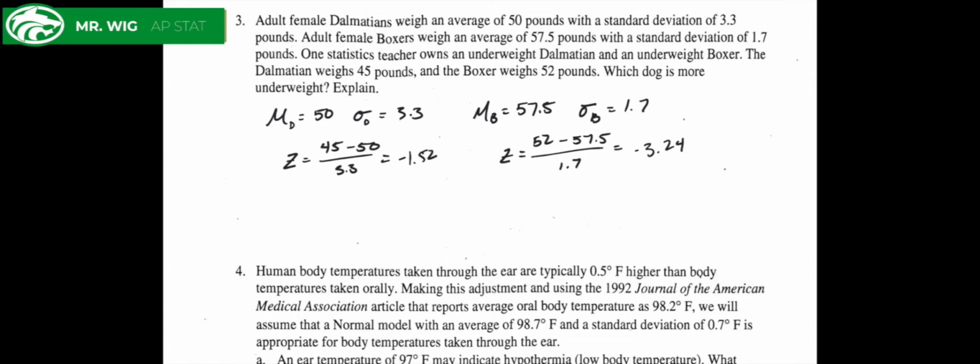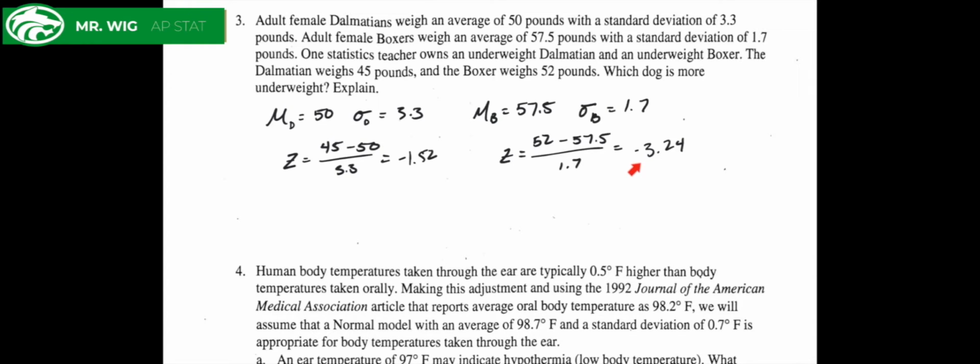In reality, when I look at these values, the Dalmatian's underweight value here is not really even surprising. It's 1.5 standard deviations below the mean. And we could find the probability of that happening, and that wouldn't be very much of a surprise to you. Like, it's not common, but it's not rare in any instance. However, once we look over here, we see that this is almost 3¼ standard deviations below the mean. That would give me something to think about.